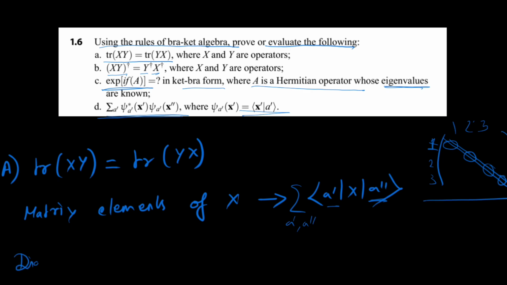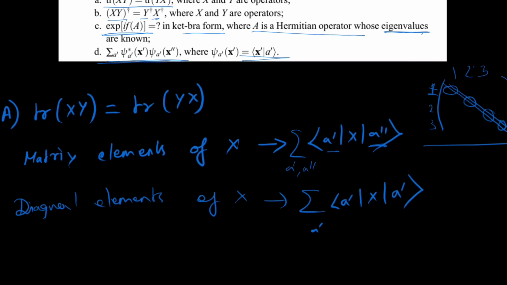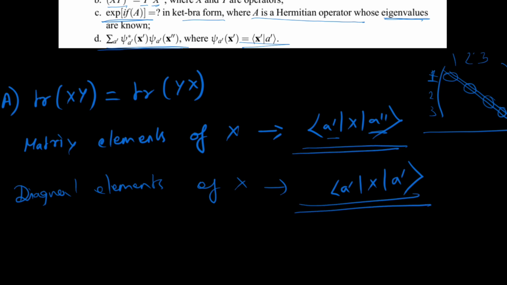So the diagonal elements of x can be written as a prime, x, a prime. We only need the diagonal elements because the trace is just the sum of the diagonal elements. This is how you represent the matrix elements, and this is how you represent the diagonal elements.